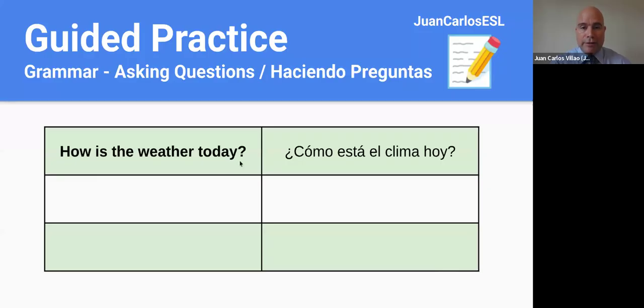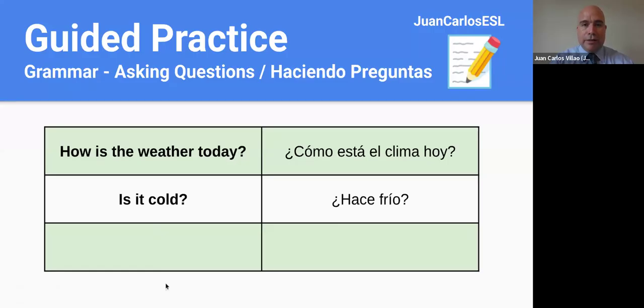So we're asking questions now. Antes estábamos hablando de oraciones, ahora estamos practicando haciendo preguntas. So how is the weather today? ¿Cómo está el clima hoy? Is it cold? Está haciendo una pregunta. ¿Hace frío? Is it cold?